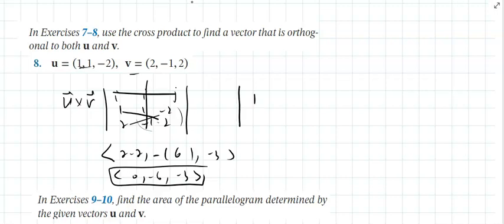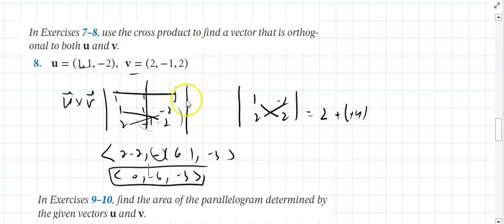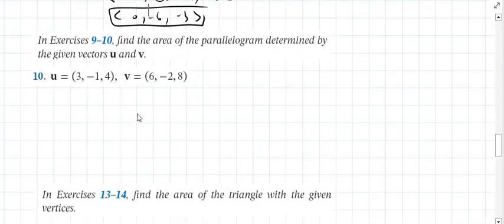So I'm looking at 1, 2, negative 2. Why am I having to get that? It is 2 minus a negative 4. Yeah, there you go. That's a 6. Correct. And it's negative because it's a j component. All right, so that works. And you could check your work. Dot u times the cross, you'll get 0. Take v, dot it with the cross, you'll get a 0 as well.